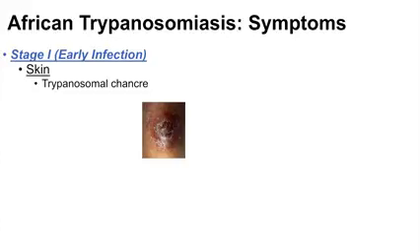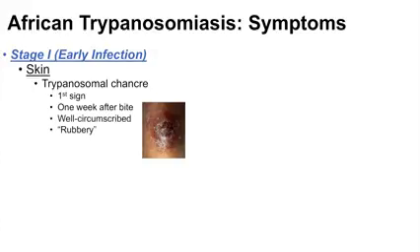And here is a trypanosomal chancre. This is typically, in most cases, the first sign that can be detected. It usually occurs 1 week after a bite from the tsetse fly. It's well circumscribed. It's described as rubbery, and it's considered painful, and it is indurated.